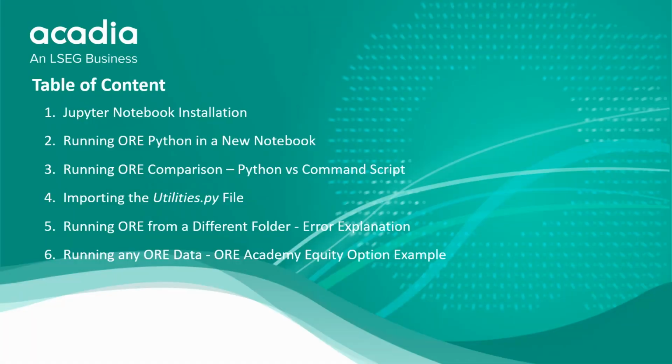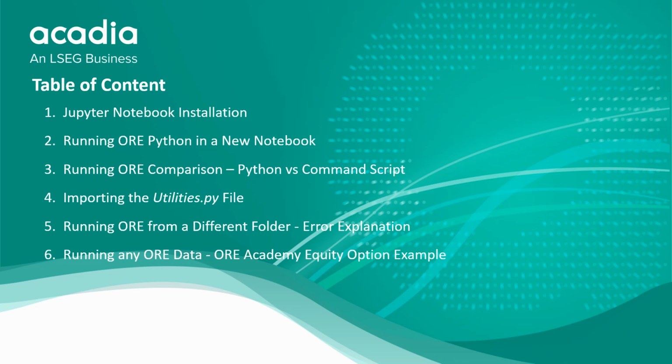So in this short video, we'll try to show you a few things. First, obviously, how to install and launch a Jupyter Notebook. Then we'll show you how to run ORI Python from a new notebook. We'll quickly show you how ORI Python compared to ORI launched from a command script, what people usually are used to. Then I'll quickly show you as well how to import the utilities file, which is a file where we have a few additional Python functions which can be useful.